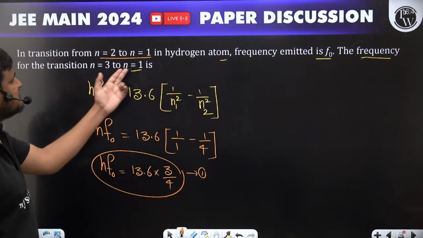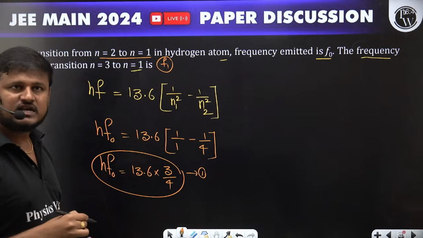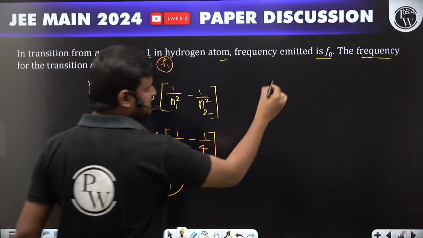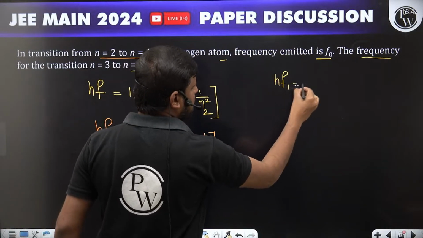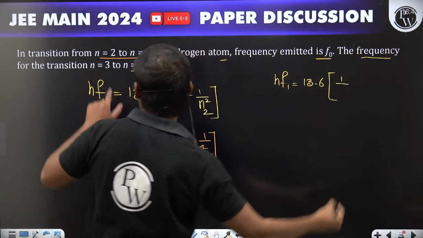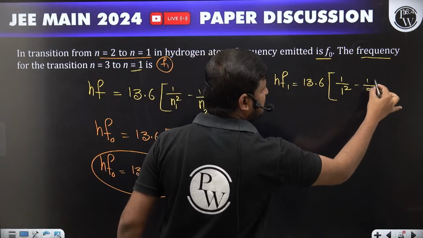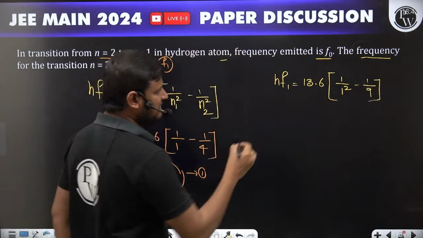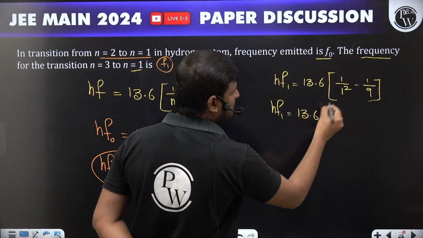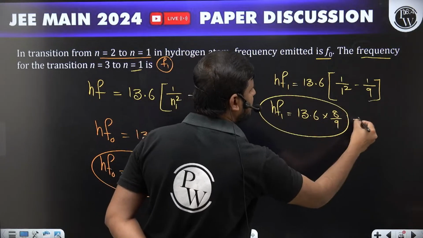For the next transition, let the frequency be f1. How do you write the equation for that? hf1 equals the energy, 13.6 into 1 by 1 square minus 1 by 3 square, which is 9. So hf1 equals 13.6 into 1 minus 1 by 9, which is 8 by 9. Let it be equation number 2.